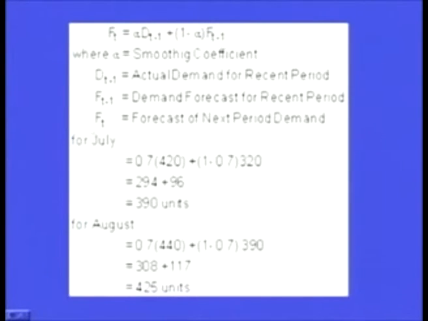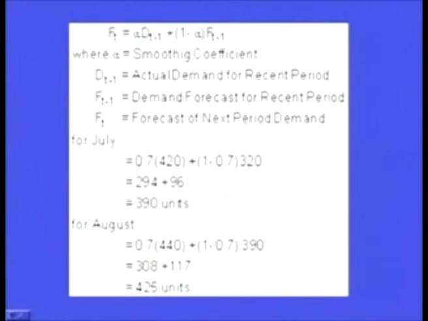So, what we are doing? We are calculating the forecast for the month of July. The demand for the month of June will be used here, plus (1 − alpha) into Ft-1. By simple average we have found out that the forecast for the month of June was 320. So, 0.7 multiplied by 420 plus (1 − 0.7) multiplied by 320, we found 294 plus 96 comes out to be 390 units.